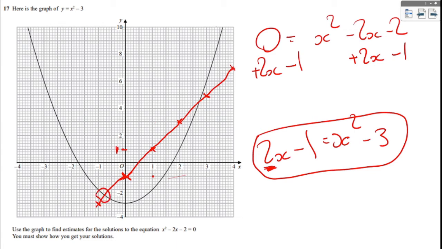This point here and this point here are going to be my solutions. Okay? And I'm reading off the graph, so there's going to be a bit of variation, but I'm going to say that it can equal minus 0.8, which is that one there. And this one here I'm going to say is 2.7. And there's my 2 solutions.